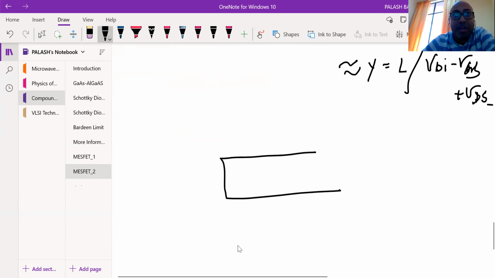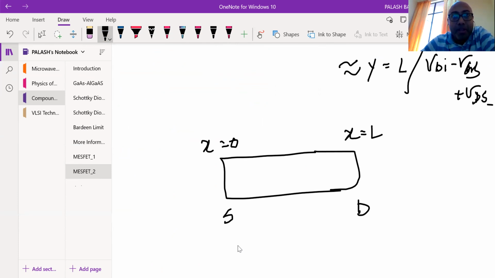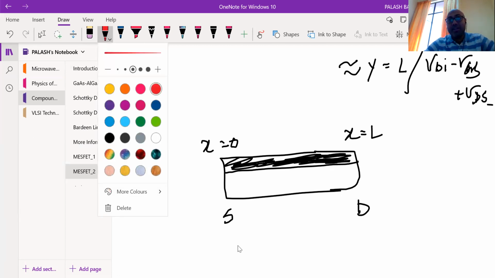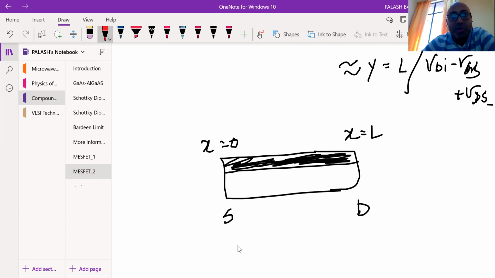For example, you have a source side and a drain side. That means X is equal to 0 at this portion, and X is equal to L at this portion, right? Suppose when VP minus VGS is equal to 0, you have this part. The inversion charge is the same throughout, right? When you increase the drain to source voltage, what will happen? You'll get some extension over here. If you increase further, you'll get a farther extension. You understand, right?